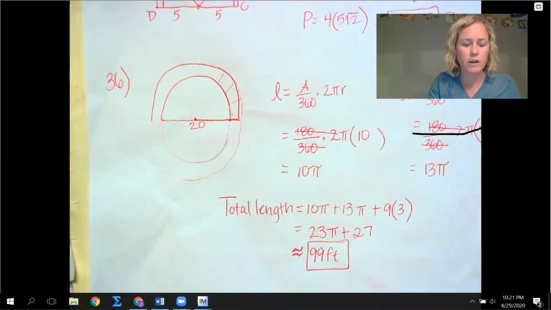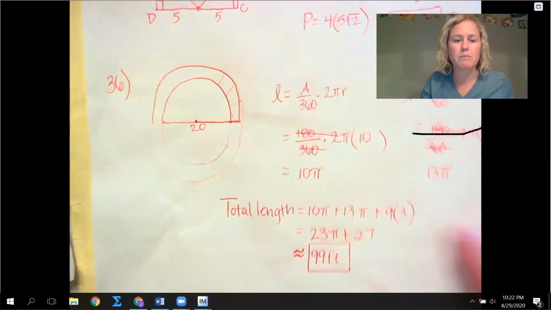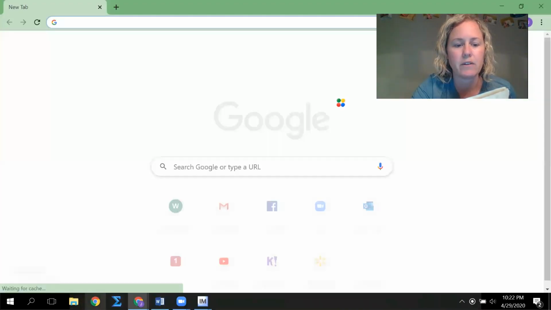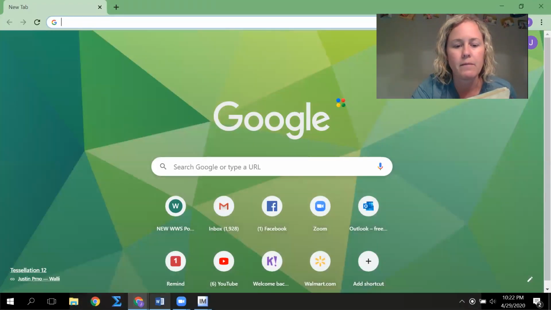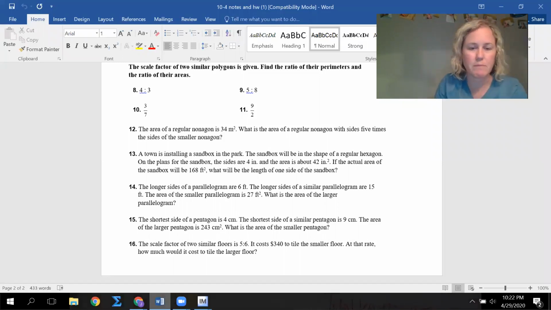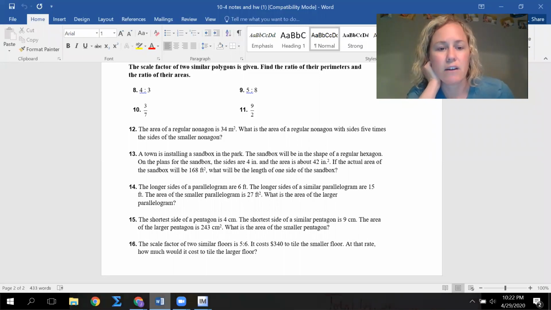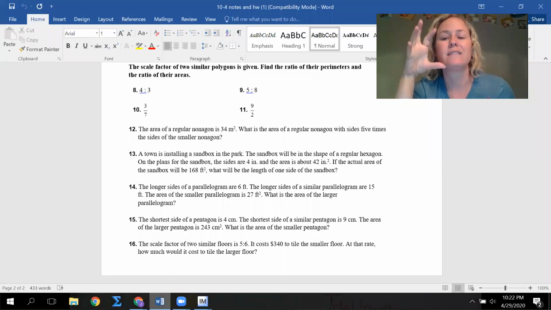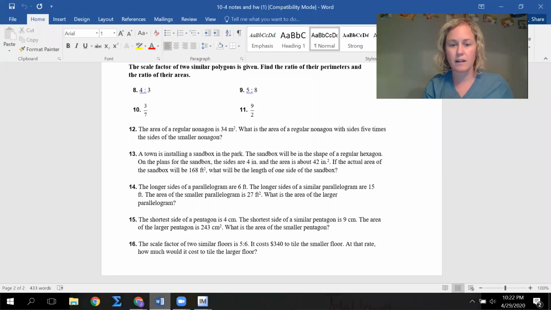Okay, and then one more thing. I'm going to do a couple of problems from that 10-4 worksheet because, again, several people had questions about those. That is right here. I'm going to do number 12 and number 13. So the thing you have to remember here is that the area of a regular nonagon, it says it's 34 meters squared. What is the area of a regular nonagon that has sides 5 times the size of the smaller nonagon?